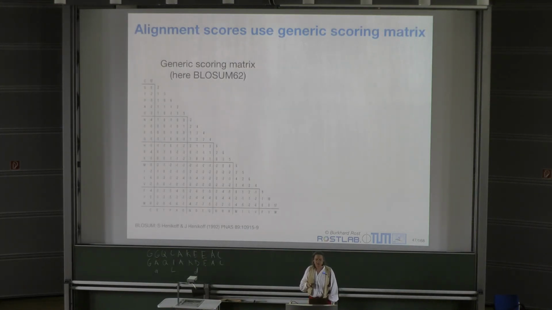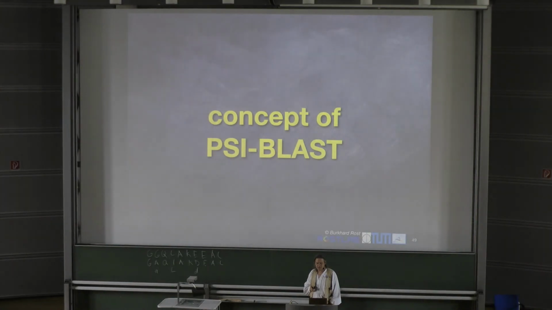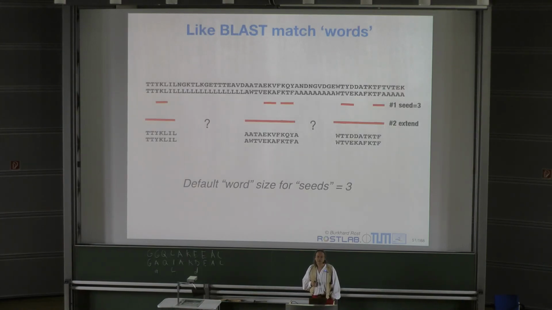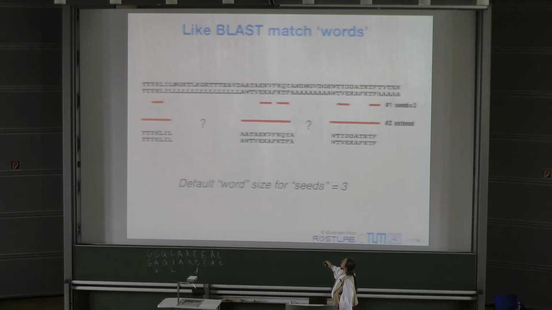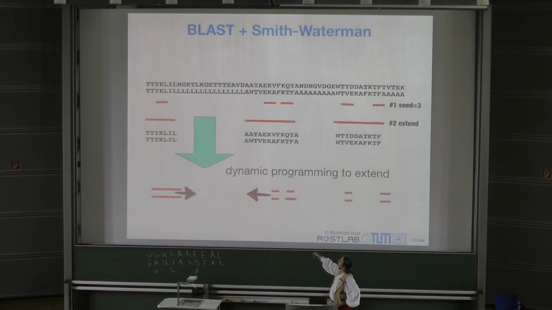So on your 0 step you would start with the generic matrix, and then you would replace it step by step with this specific scoring matrix. And that in fact is essentially the concept of a method called PsyBLAST. You begin with a fast hashing. It's exactly what we had before. So you find identical words in the first round. So you take your sequence, look against the database, do the fast hashing, just what we had before. The tiny bit of a difference now is that in between, you extend by dynamic programming.